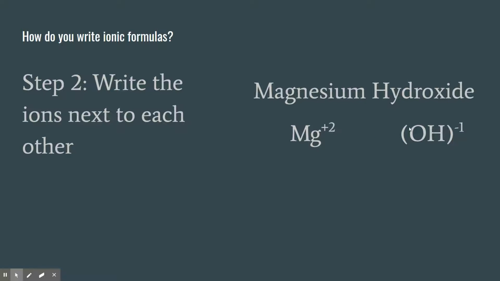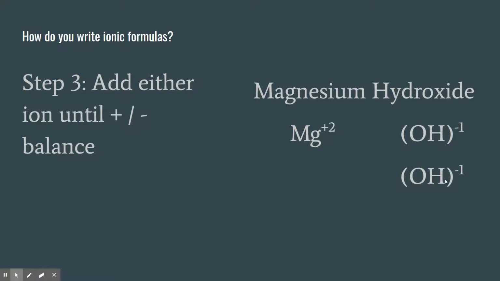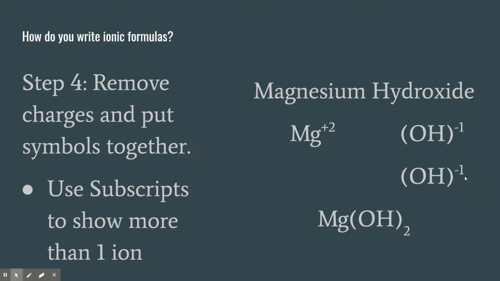Now, this isn't balanced. I have two positives, but only one negative. So I'm going to balance it by adding more ions until I have the same number of positives and negatives. In this case, I need another hydroxide. Now I have two positives and two negatives. The last thing to do is write the formula. I'm going to just put the symbols together, and use subscripts for ions where there's more than one. So I only have one Mg, so I'm going to write Mg, but I have two OHs, so I'm going to use the subscript 2 for the OH.